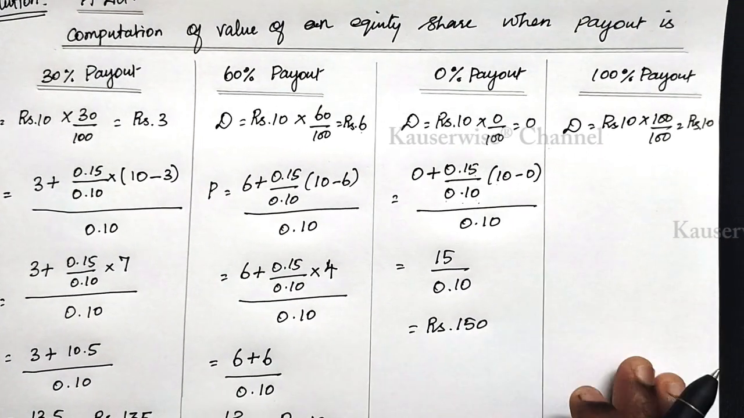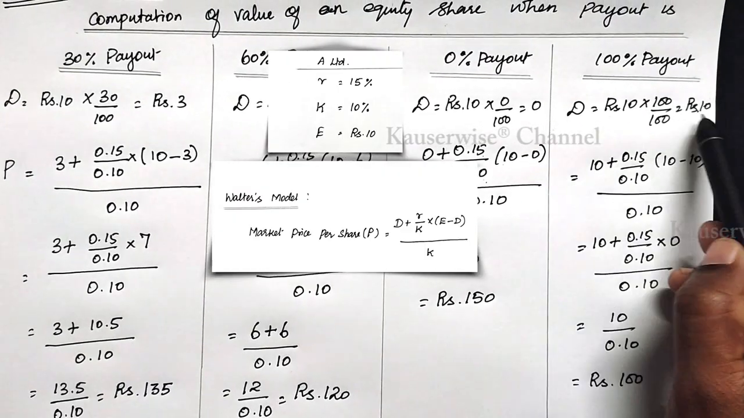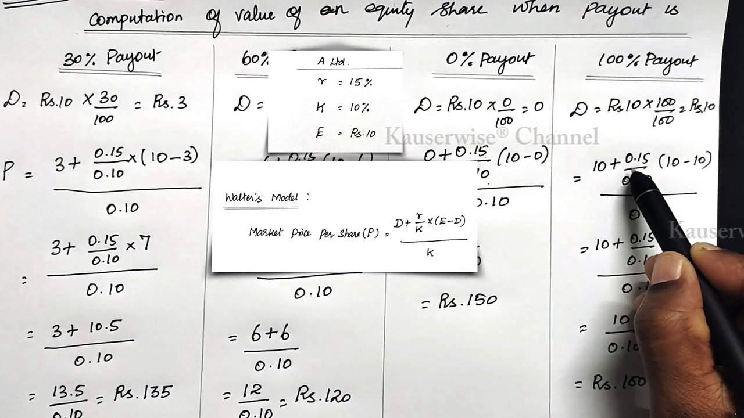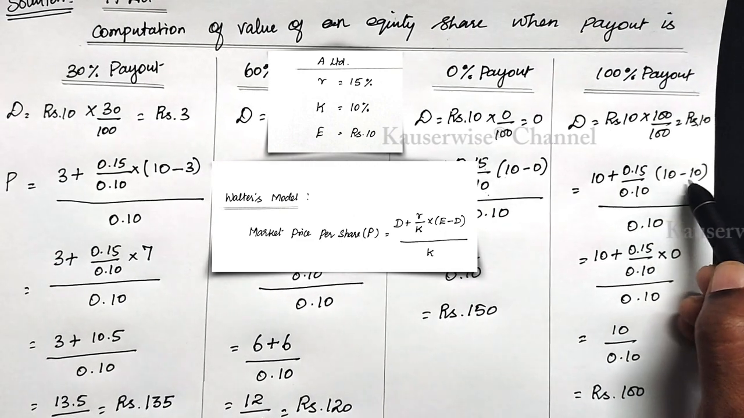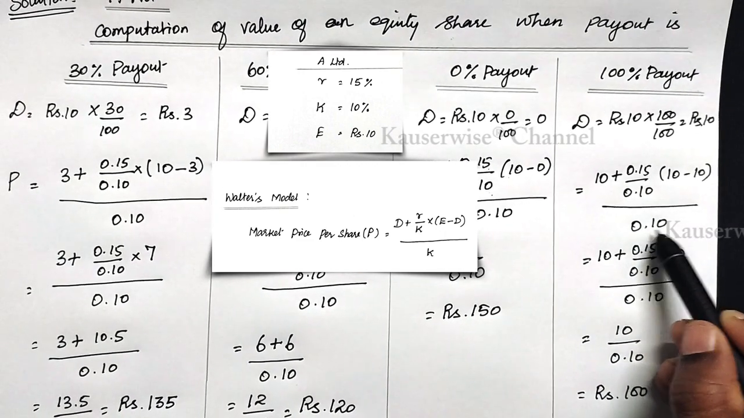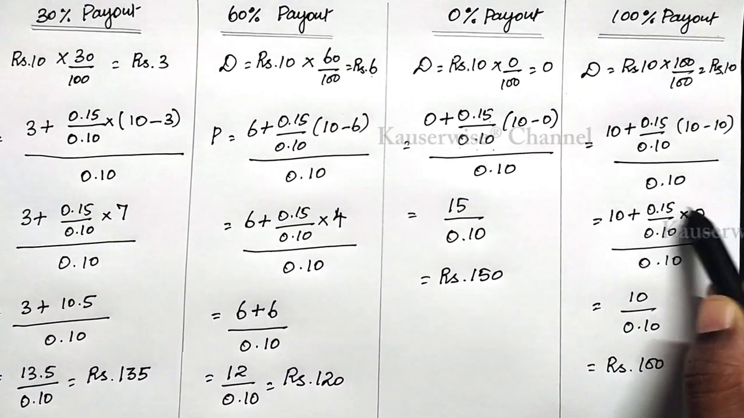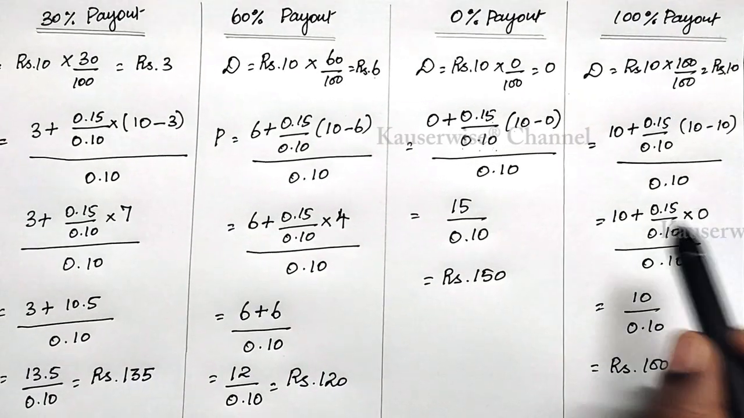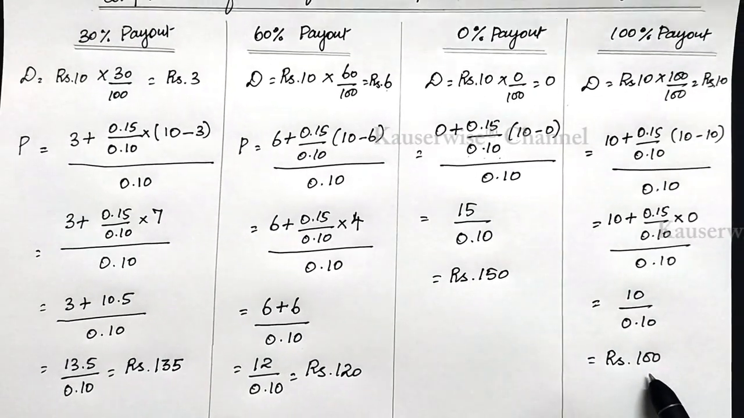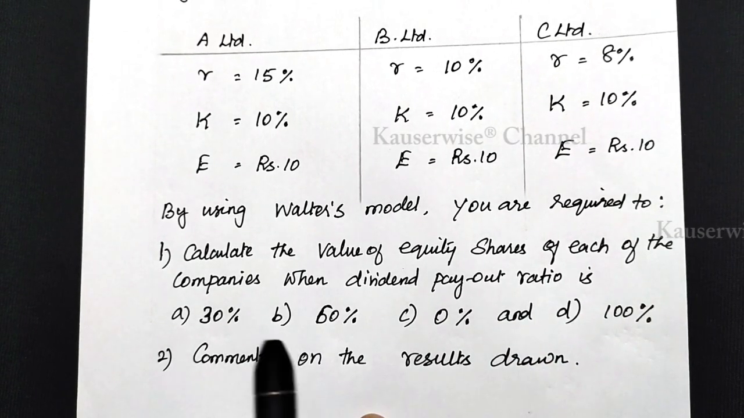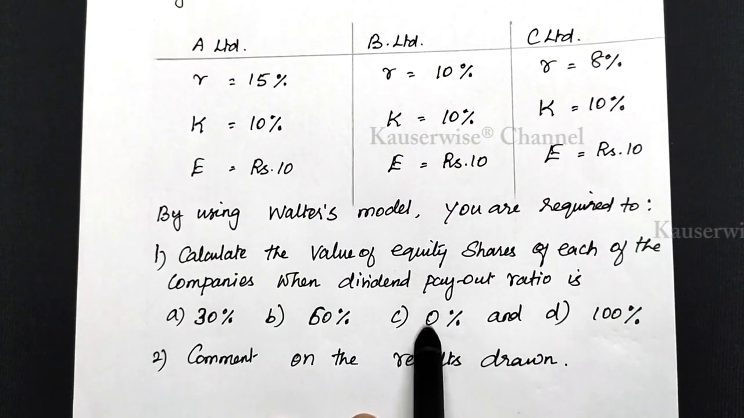Now let us see the calculation for the last option, that is 100% payout. Here D is 10 rupees. So 10 plus 0.15 divided by 0.10 into 10 minus 10 divided by 0.10. So 10 minus 10, you will be getting 0. If you multiply with 0, then the entire value will become 0. So 10 divided by 0.10. The answer is rupees 100 per share. So far we have calculated market value per share for A Limited under 4 different options.